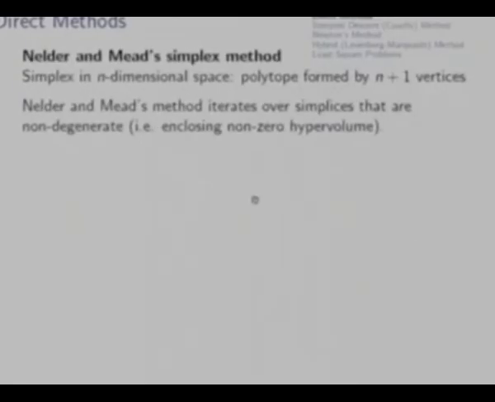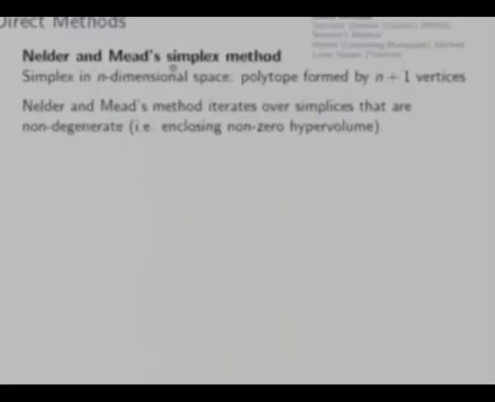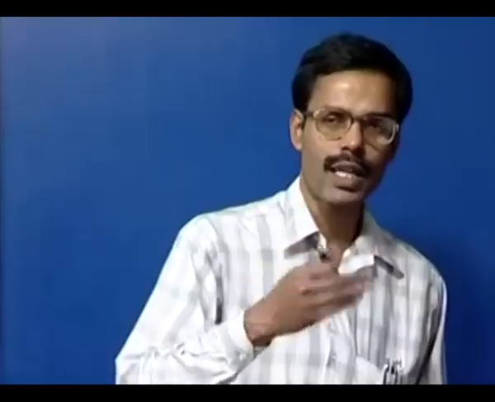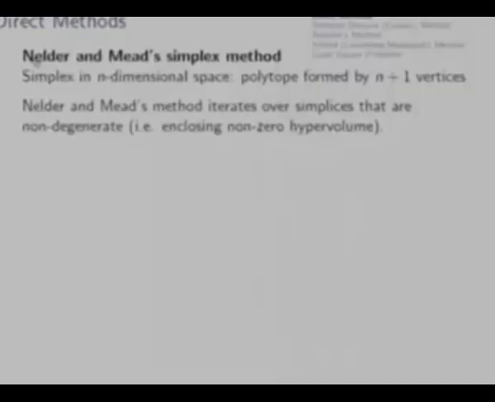search method. Those of you who have a background of linear programming know that there is a simplex method in the linear programming methods also. Now, this simplex method is different from that, and this is for nonlinear problems, and that is why, to differentiate it from the simplex method for LP problems, we call it Nelder and Mead's simplex search method.